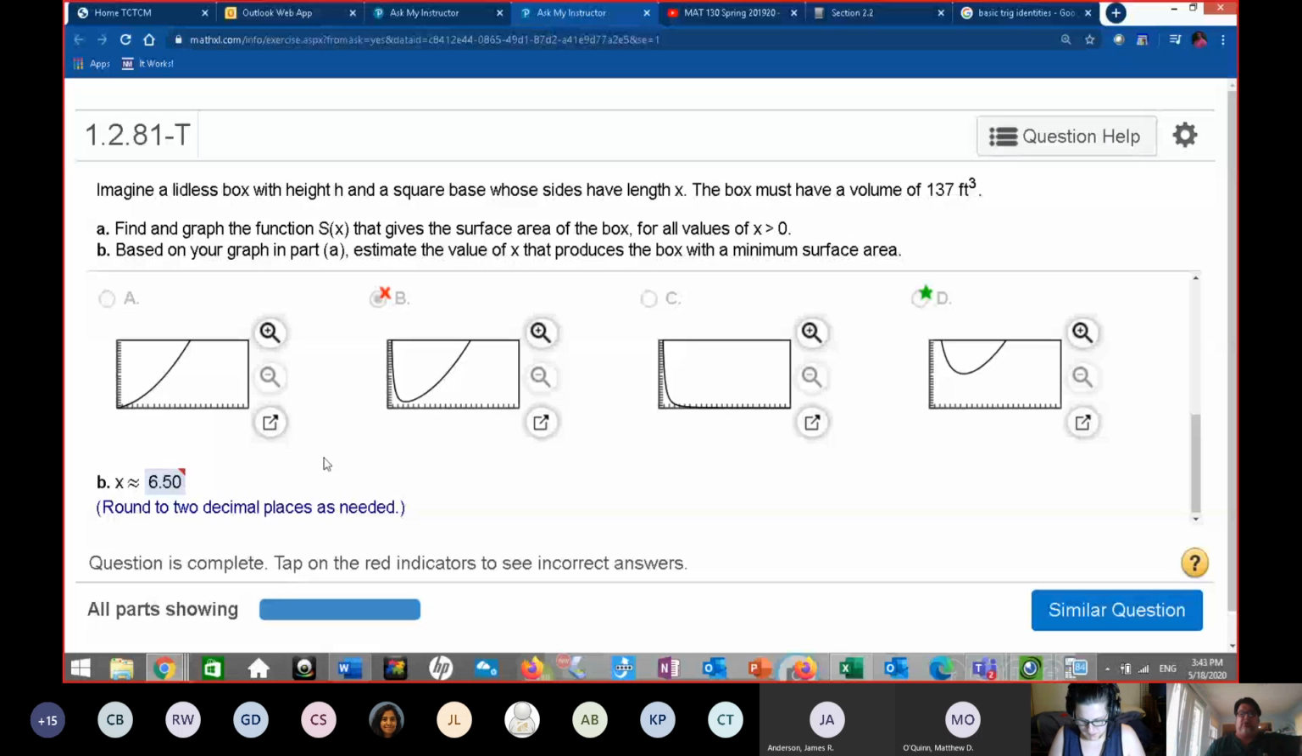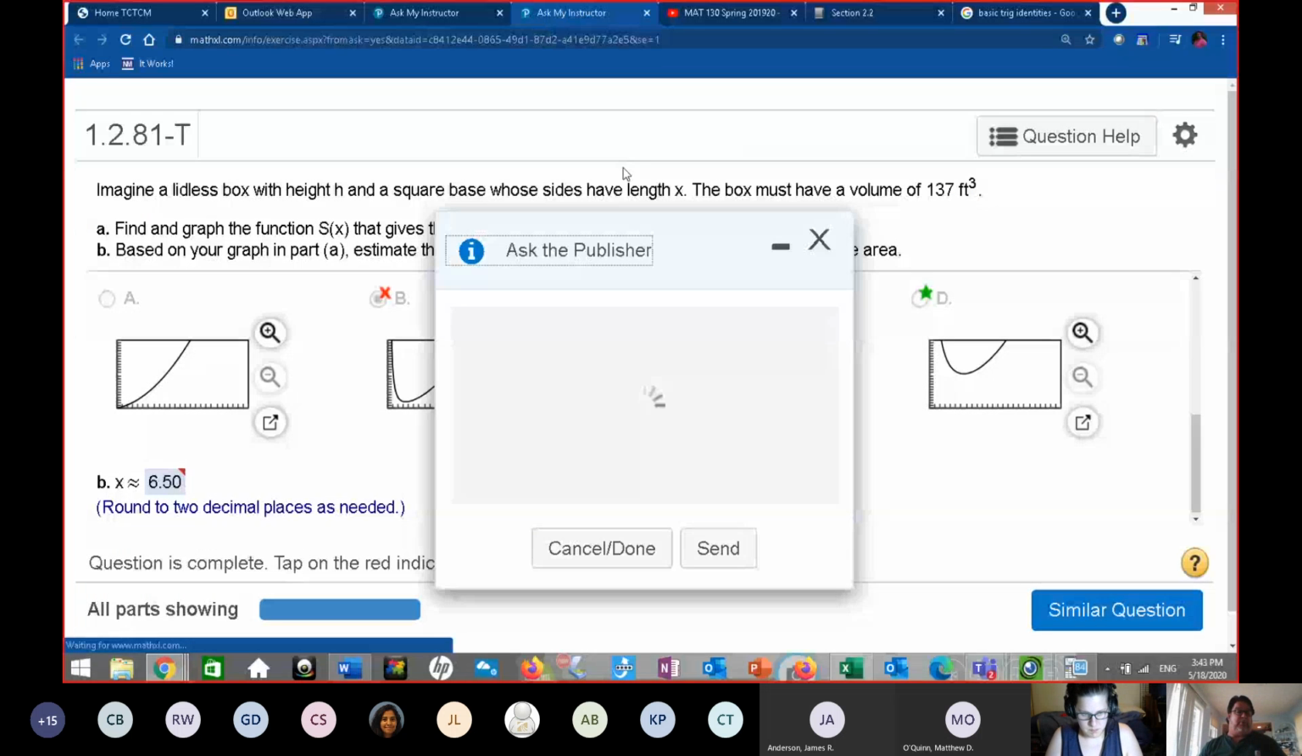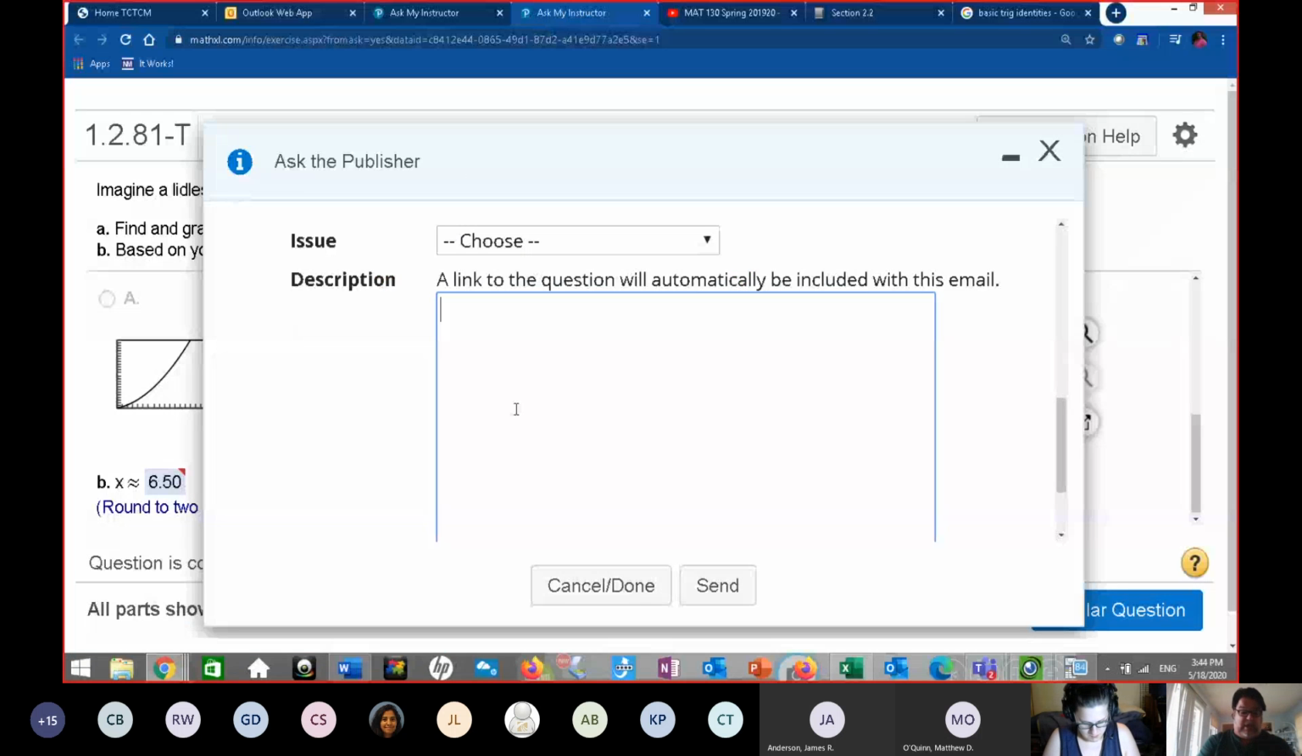So I'm going to say B. And this is what you should do. Send it to the publisher and say, how did you get 6.5 for B? How did you get a solution of 6.5 when the vertex is at, what was my 4 point what?